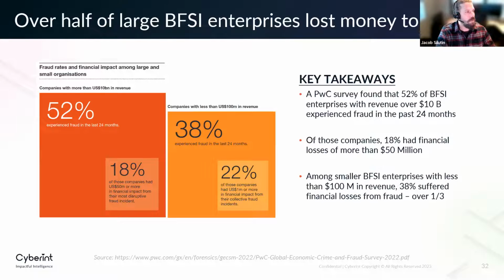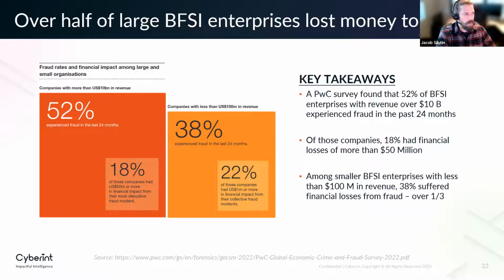So if we're looking at this data here, 52% of the companies with more than $10 billion in revenue reported or experienced fraud in the last 24 months. This is fraud against the company itself. Out of these companies, 18% had financial loss of more than $50 million. So 80% of the companies that were attacked lost more than $50 million based on fraud alone.